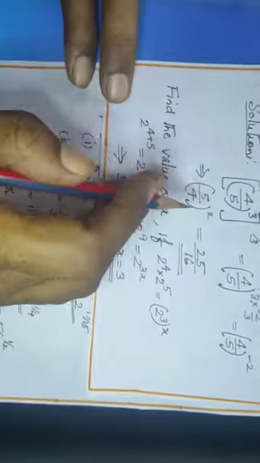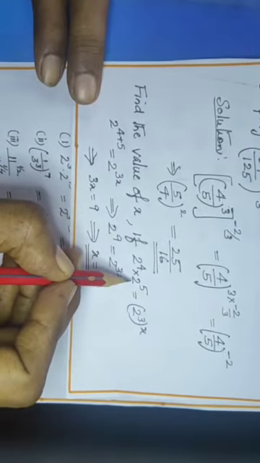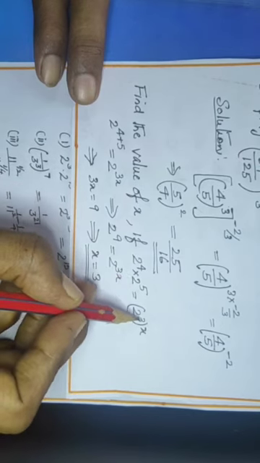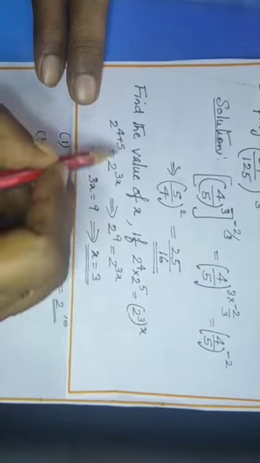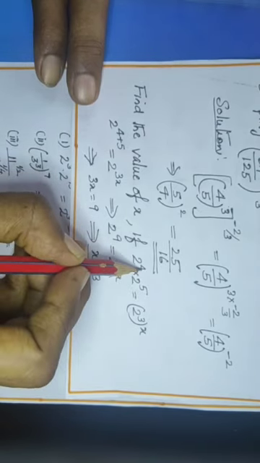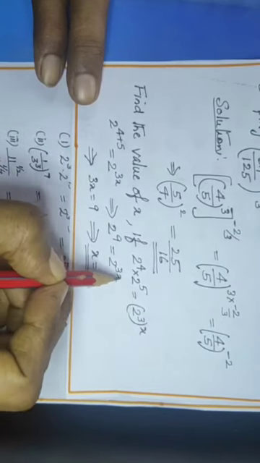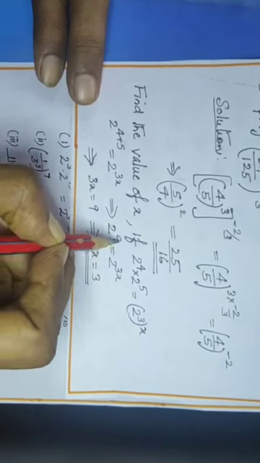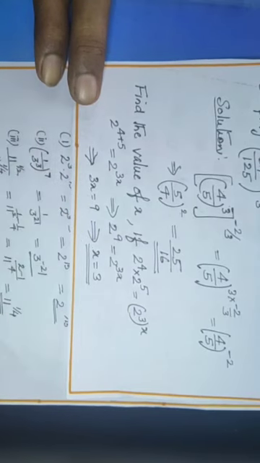And one more problem to apply. Find the value of x if 2 raised to 4 into 2 raised to 5 is (2 raised to 3) whole raised to x. Now see the LHS. 2 raised to 4 into 2 raised to 5 is 2 raised to 9. RHS is 2 raised to 3x. Bases are the same, so you can equate the powers. So 3x is equal to 9, that is x is equal to 3.